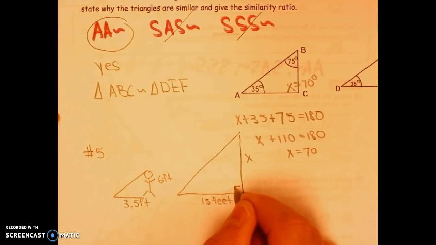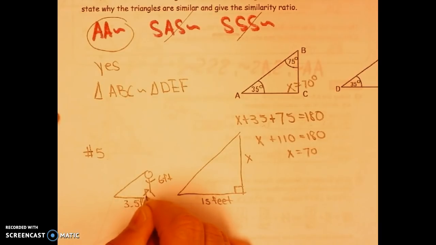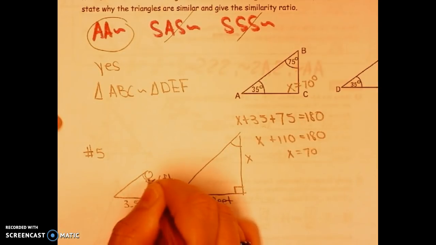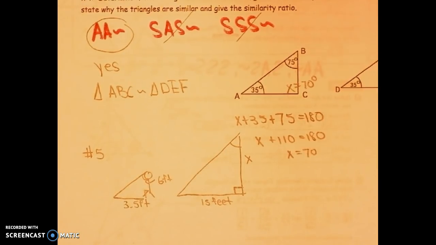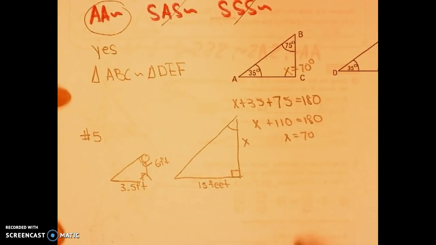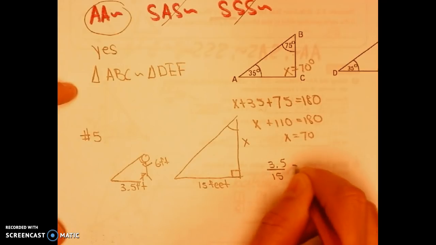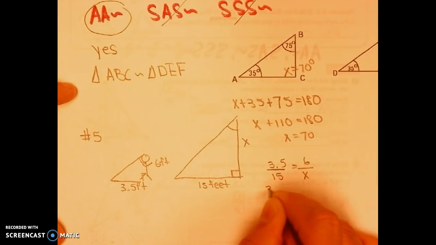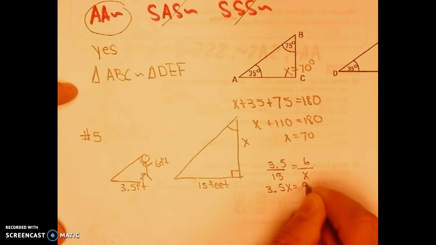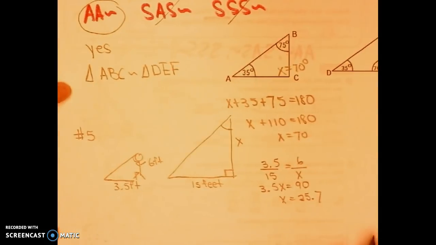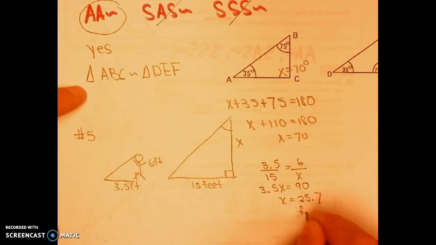The triangles are similar. I've got a right angle here, a right angle here. Then when that sun is casting down, that angle in here would be the same. The triangles are similar because of angle, angle. Now we can go and set up a ratio. We've got 3.5 over 15 equals 6 over x. We're going to cross multiply and solve. And we end up with the flagpole is 25.7 feet high.